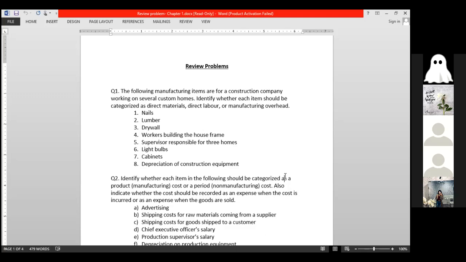Tangible things that are used in making our product. Then workers building the house frame. Direct labor. Labor, right? The wages paid to workers building the house frame. That is direct labor.